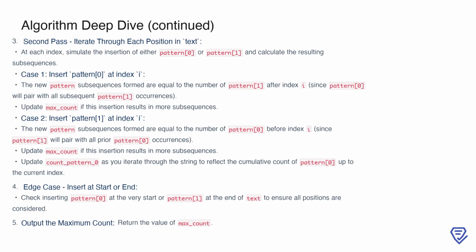Additionally, as we iterate through text, we dynamically update the running count of pattern 0 to reflect the cumulative number of occurrences up to the current index. To ensure completeness, we also account for edge cases, such as inserting pattern 0 at the very start or pattern 1 at the very end of text. Once all positions are evaluated, the maximum count of subsequences is stored in max_count, and we return this as the result.